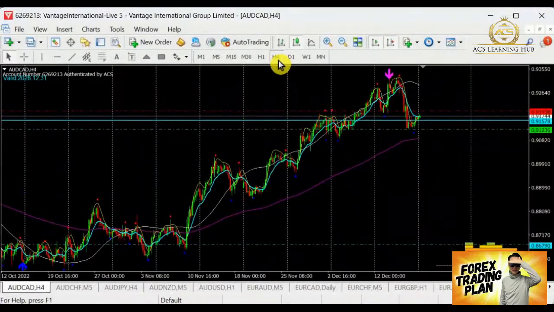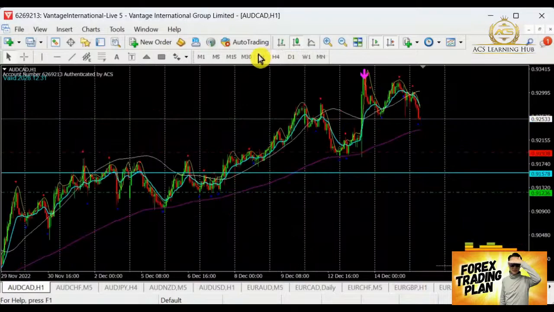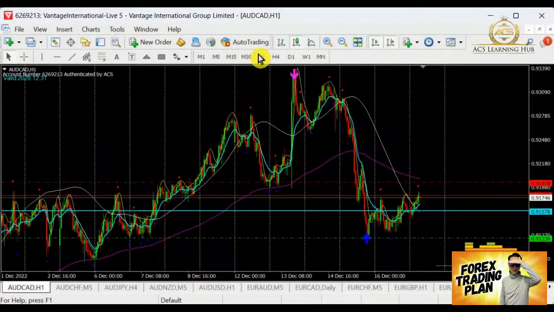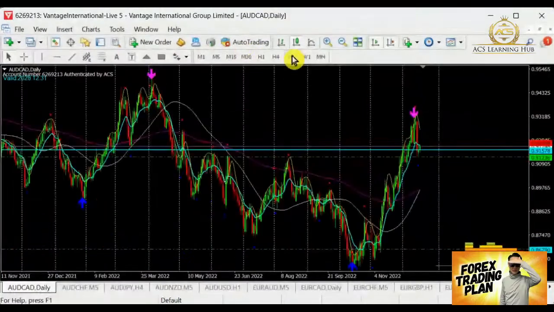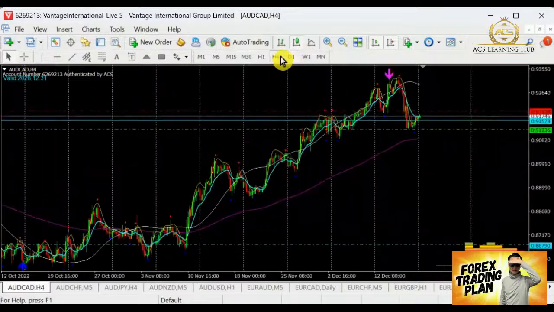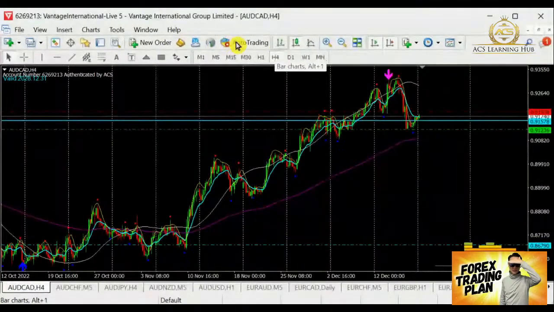Currently we have to pay more attention to this Aussie CAD. If this is going to meet up with the resistance over here and start to swing down once again, then very likely we are going to continue selling. So let's see how it goes first, because tentatively there is no sign of selling yet. Perhaps tomorrow or maybe the next few days. So let's move on first. We have put Aussie CAD aside.